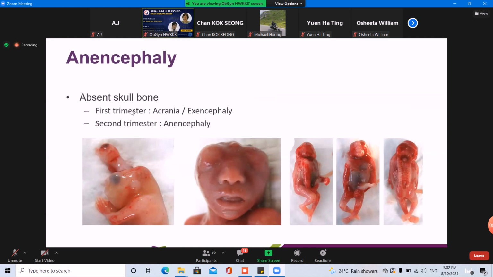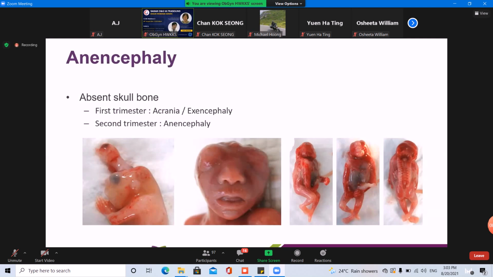Now, therefore, in the first trimester, we would be able to detect anencephaly. But in the first trimester, the manifestation is not absent brain. It's just absent skull bone. When the skull bone is absent, the brain would float in the amniotic fluid. This is what we call exencephaly. And when the brain is exposed to amniotic fluid, it would just disintegrate. And therefore, by second trimester, there will be no brain whatsoever, and therefore we call it anencephaly.